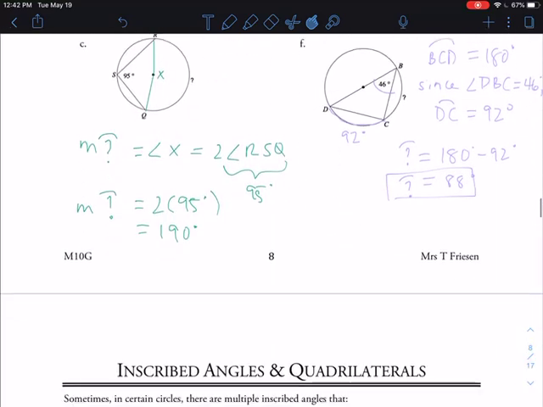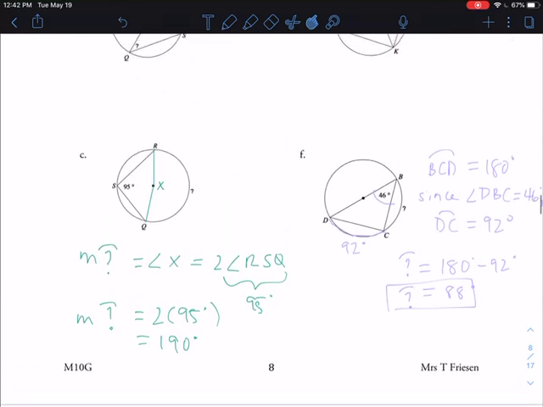That's this lesson. We're going to go on to inscribed angles and quadrilaterals in the next video, but let's try the worksheet that goes with this video to begin with, and message me if you have any questions, as always. Okay, talk to you next time.